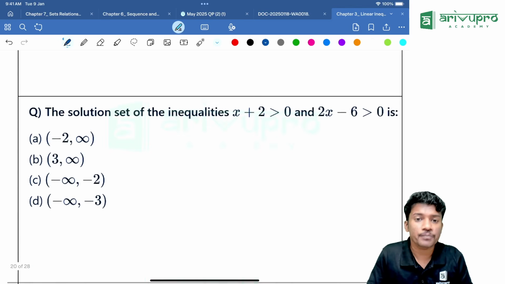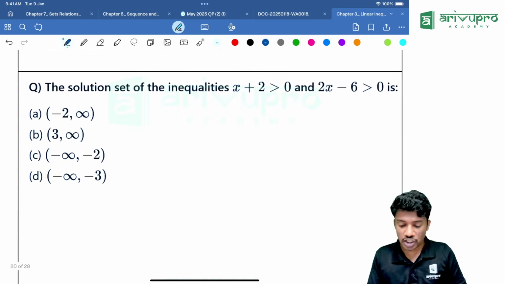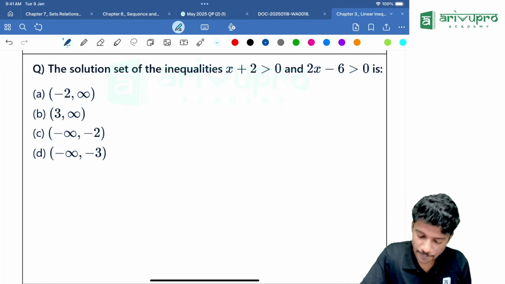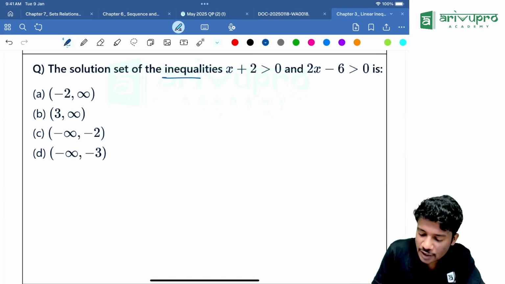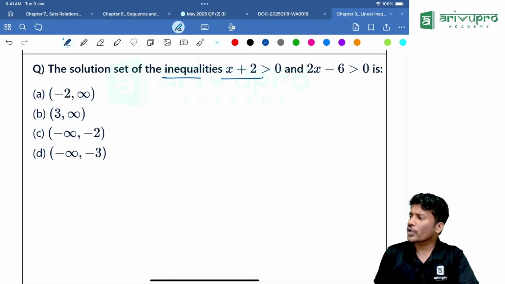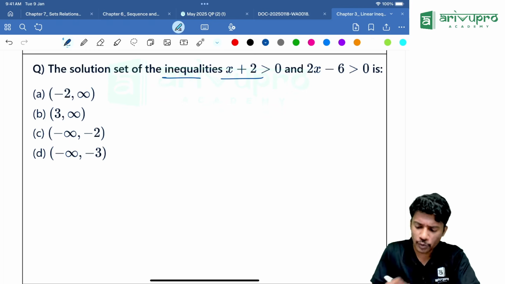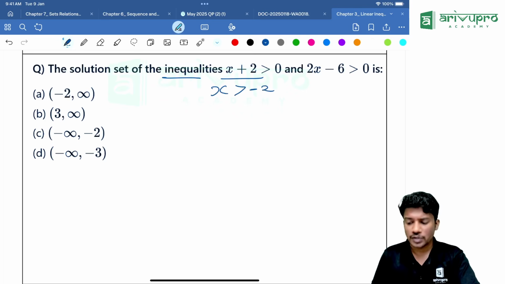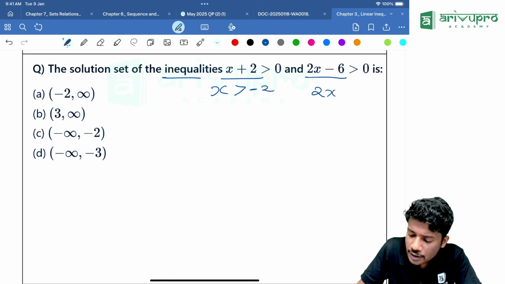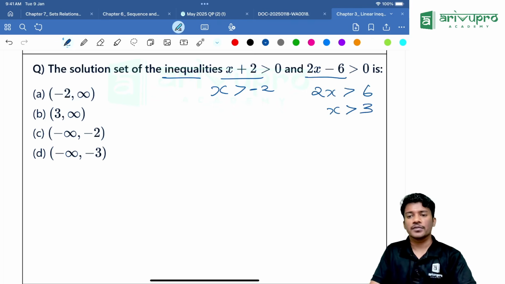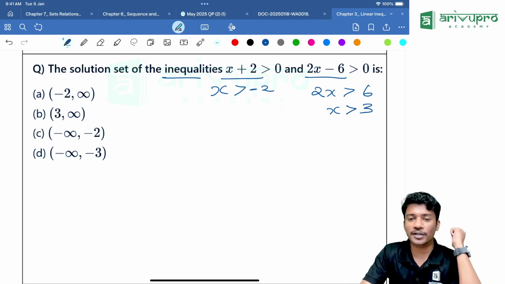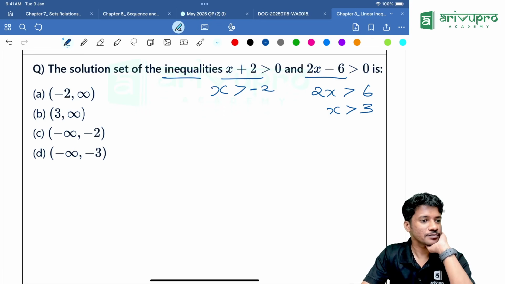Next one. Ajay, are you getting this? Now, the solution set of inequalities x plus 2 greater than 0. So x plus 2 greater than 0 means x is greater than minus 2. Then 2x greater than 6. That means x is greater than 3. Now, you should tell me the answer. One person already told me the answer. Two people already told the answer. Yes, A.